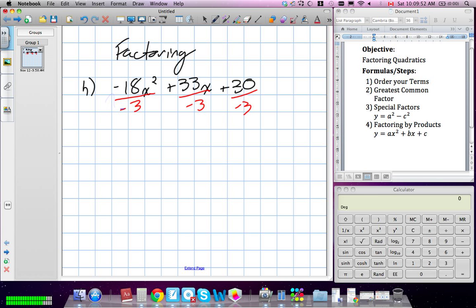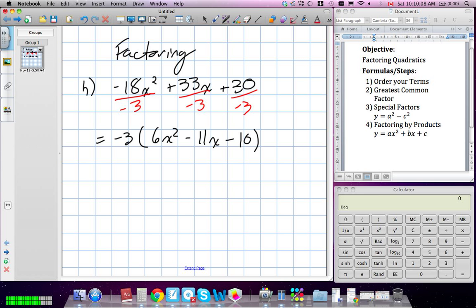So where does that 3 go? Outside the bracket. So we got -3 outside, and then what do we get? 6x squared. Yep. 11x, -11x. Good. Okay. So we got order terms, check.